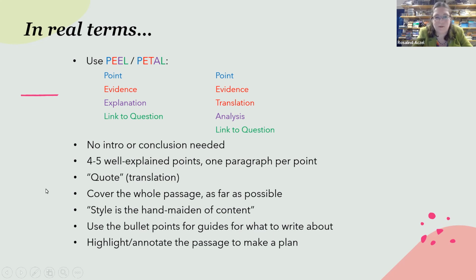But they need to start with content, not thinking, oh, I'm going to make a point about sibilance, even though you can't think of anything relevant to say about the fact that there is sibilance. The bullet points can be useful to guide what they need to talk about. And instead of writing a plan, I would recommend they just highlight the things they want to talk about and annotate the text in front of them, because that's quicker and they don't have much time.